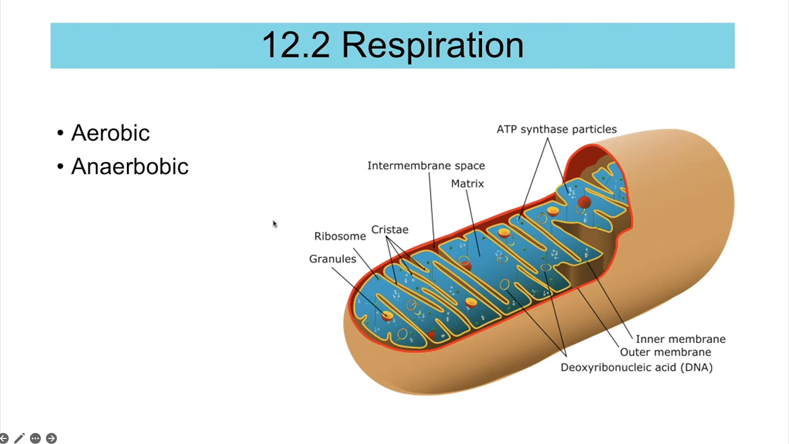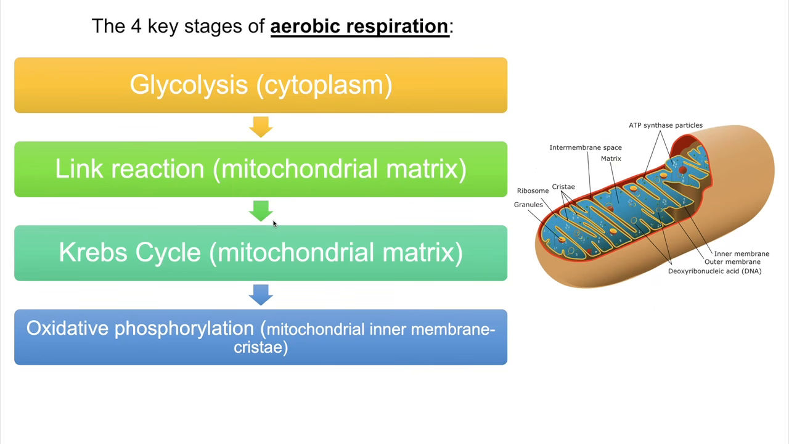So now we're going to move on to 12.2, which is respiration, both aerobic and anaerobic respiration. Starting with aerobic respiration, there are 4 key stages: glycolysis, the link reaction, the Krebs cycle, and oxidative phosphorylation. You need to know where all 4 of those stages happen within the cell. Glycolysis happens in the cytoplasm, but the other 3 stages all happen inside of the mitochondria.